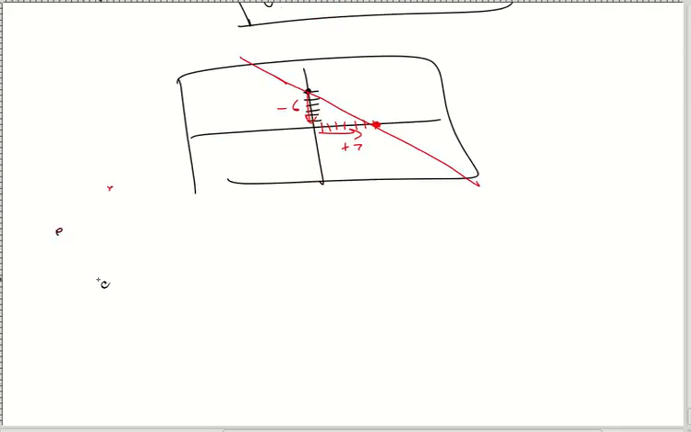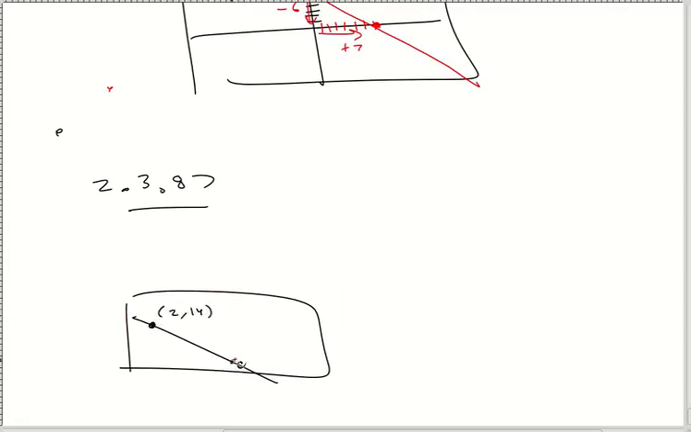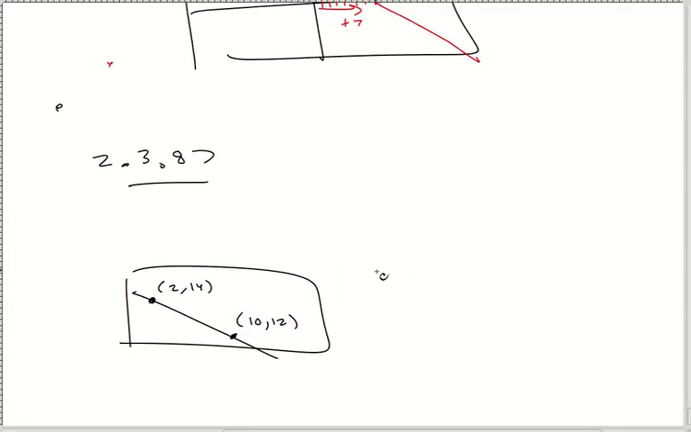I have 2 more questions. This is kind of like a word problem. Kind of, sort of. So I got a line here. I got a 2, 14. I got another point here, 10, 12, okay? And they say, find the equations to make this thing work.